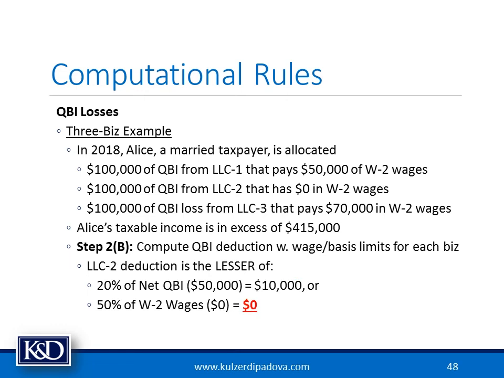But for LLC 2, again, 20% of $50,000 is $10,000, but LLC 2 didn't pay any wages. So 50% of that is obviously 0, and the lesser of those two numbers is what you get. So LLC 2 is not going to get any deduction in this case because it didn't pay wages. This taxpayer, Alice, would be a prime candidate for aggregation. We're going to talk about aggregation in the next section.